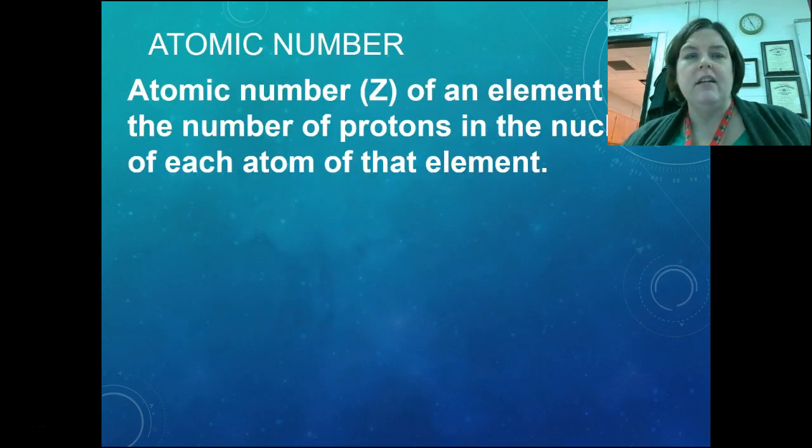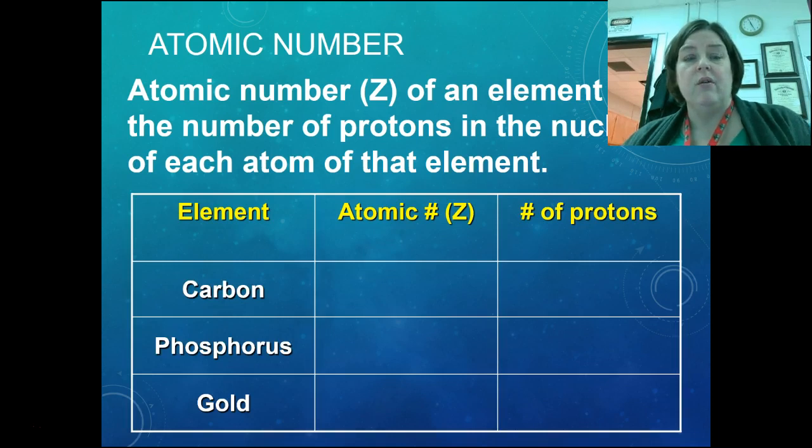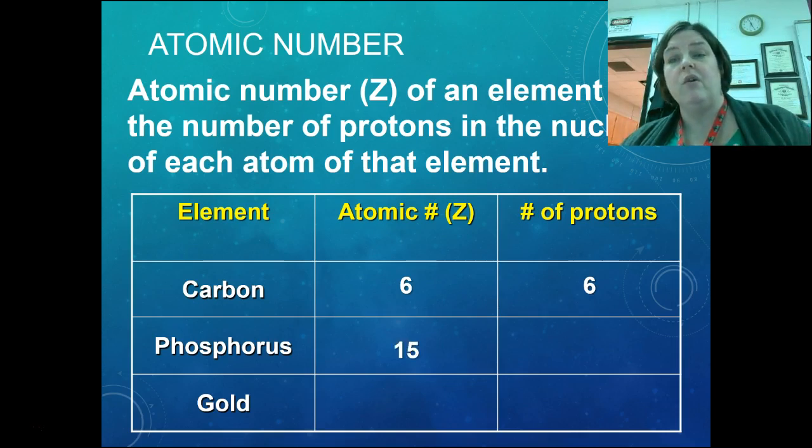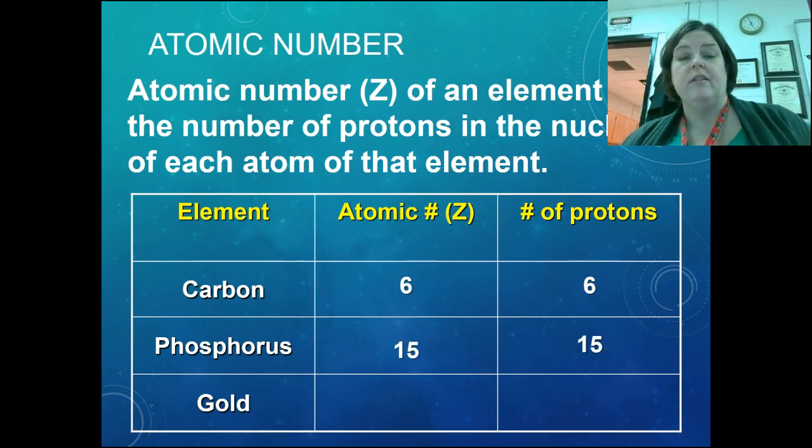The atomic number Z is the number of protons. We know that. So if I know the atomic number of carbon, which is 6, I know that it has 6 protons. Phosphorus has an atomic number of 15, therefore I know it has 15 protons. Gold has an atomic number of 79, therefore it has 79 protons, okay? It's a pretty simple process.